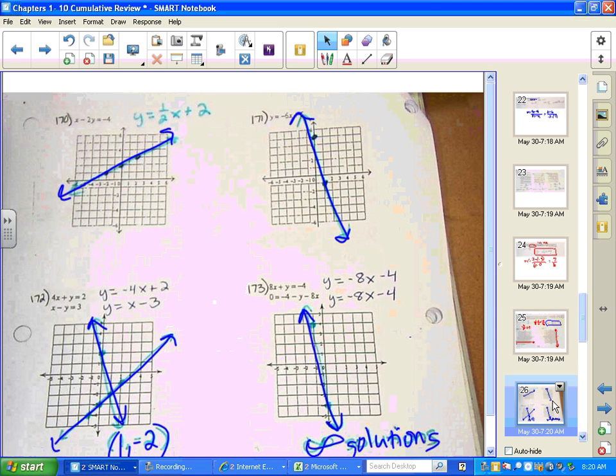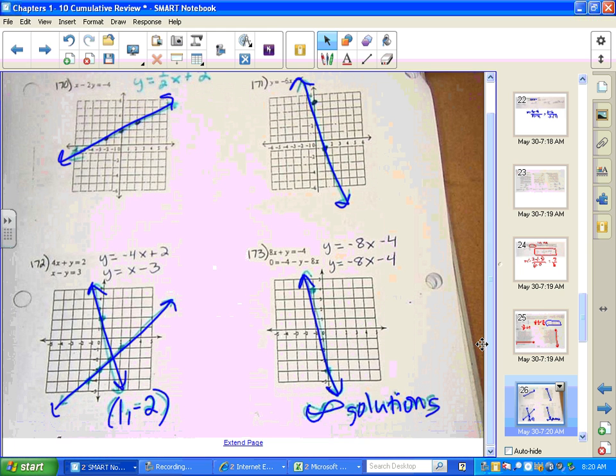Y equals 1/2 x plus 2. Start at 2, go up 1, right 2. 171. Start at 5, go down 6, to the right 1. Down 6, to the right 1. 172. The answer is 1, -2. 173. The answer is infinite solutions.